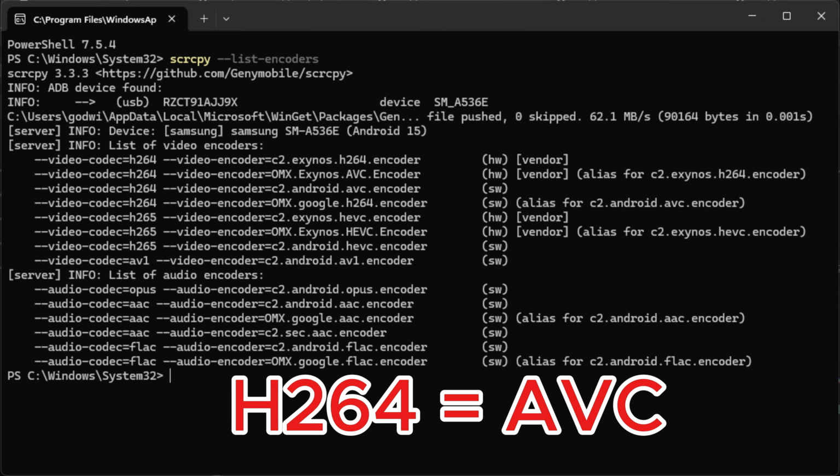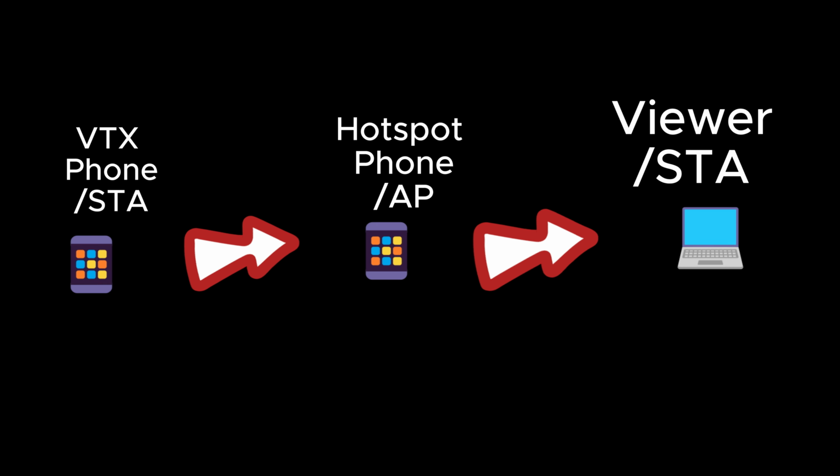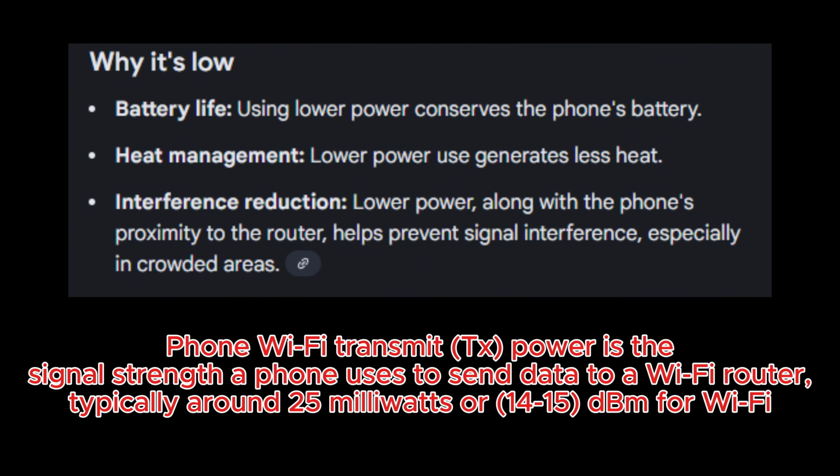The first way to have wireless transmission is having another phone. So basically, you're going to use a third phone as a hotspot for the PC, and the VTX phone will connect to the hotspot phone, and you will have the VTX output. But this method is not great because the range will be dependent upon the third phone.